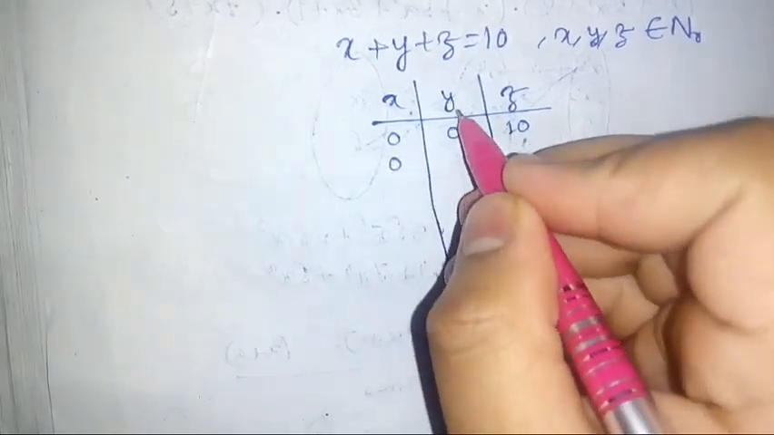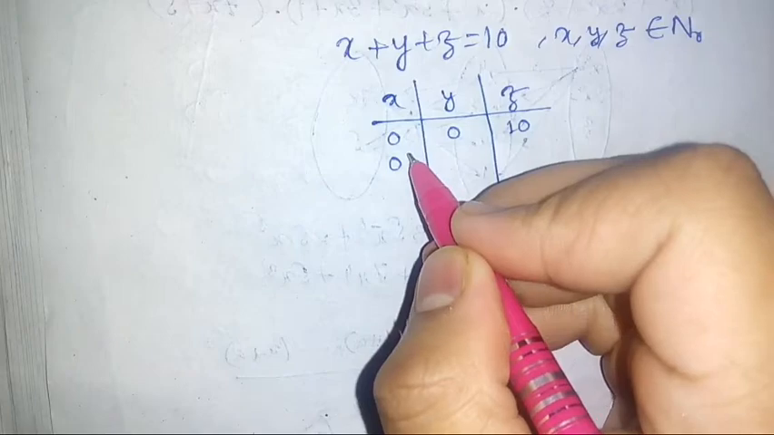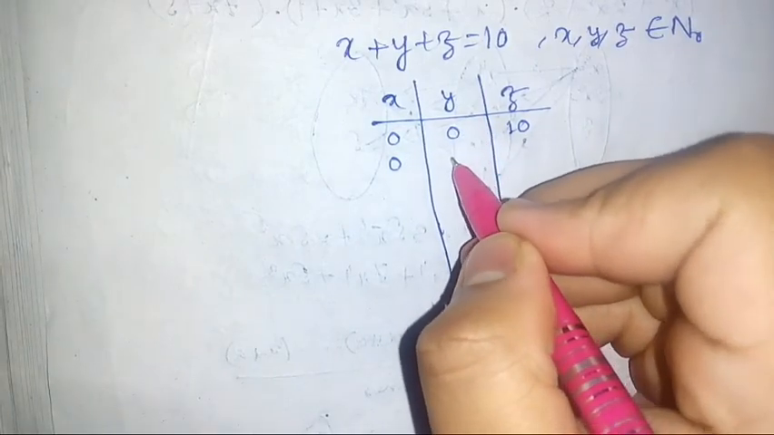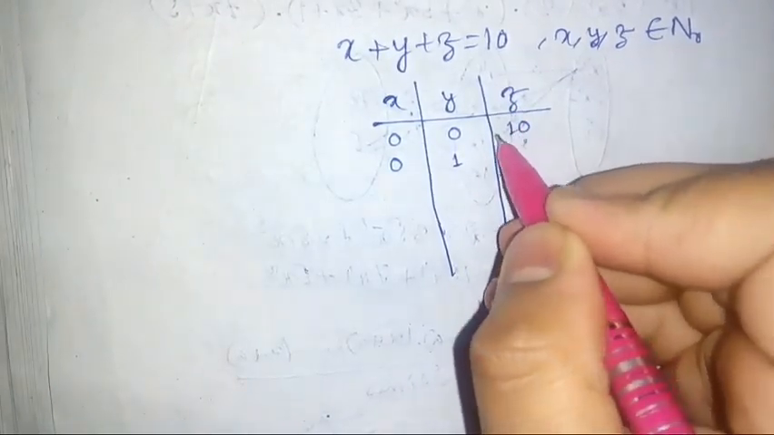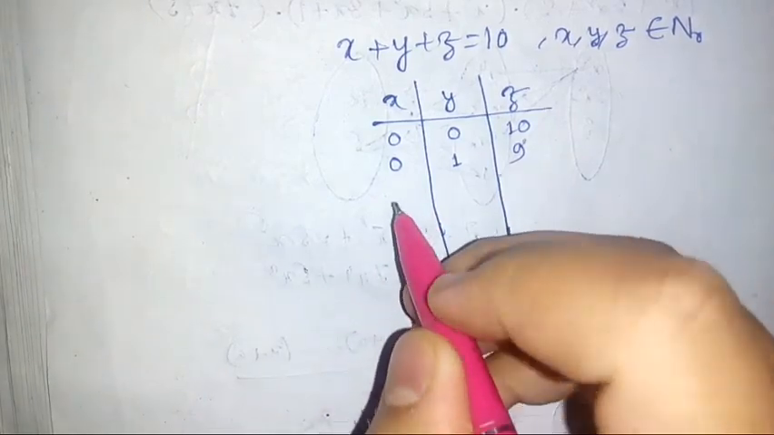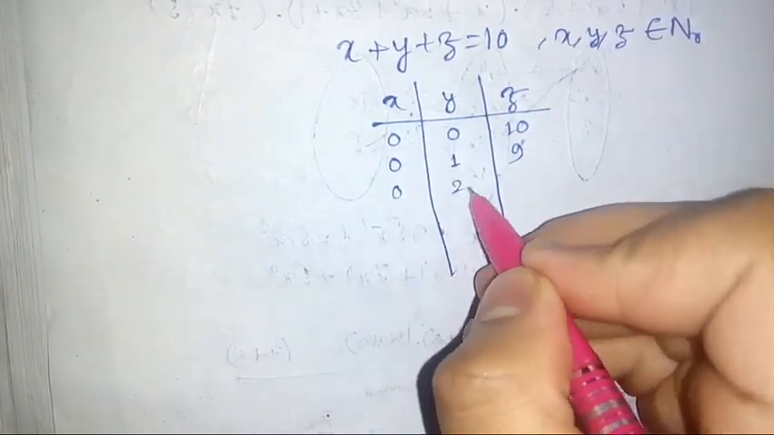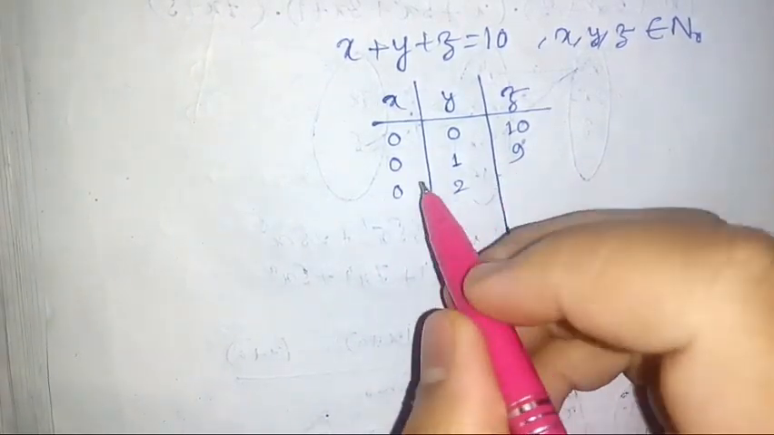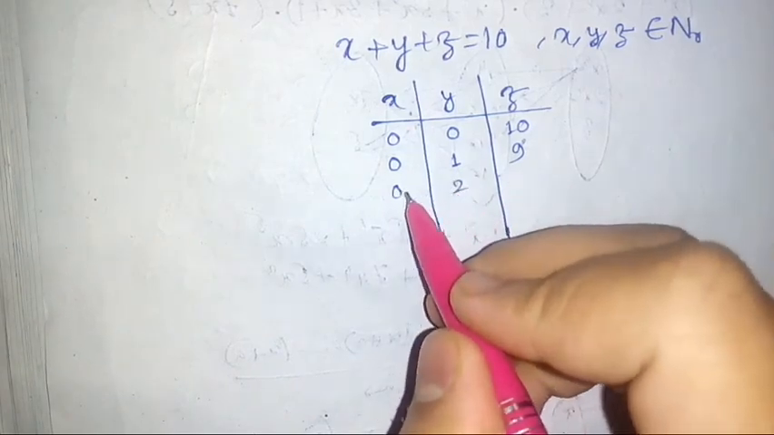Then I will increase this value of y, keeping the value of x as fixed. The next value that it can take is 1, and accordingly z will take the value of 9. So keeping x fixed, I will keep on doing this until I get my condition satisfied.